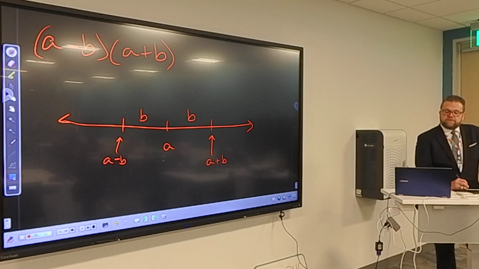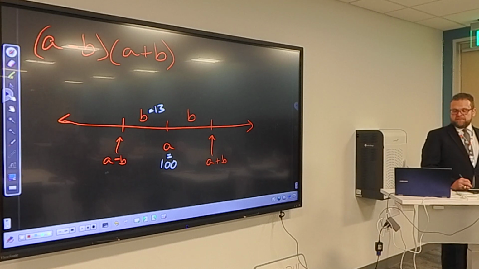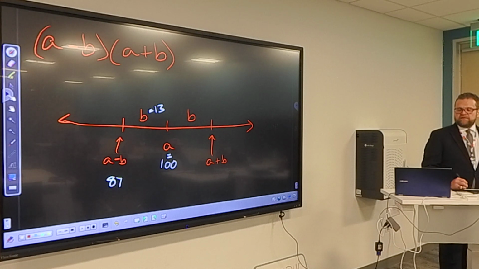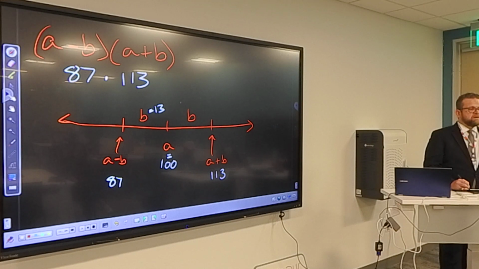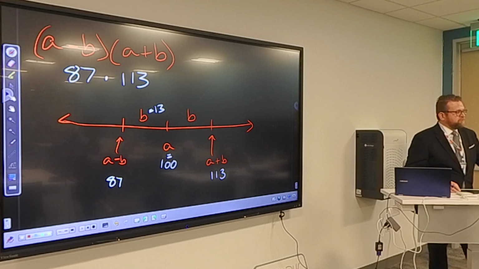If a was 100 and b was, I don't know, 13, then the two numbers they were multiplying together would have been 87 and 113. 87 times 113 would be like a problem that they're looking at. Now I'm sure that they could have multiplied that together straight away.